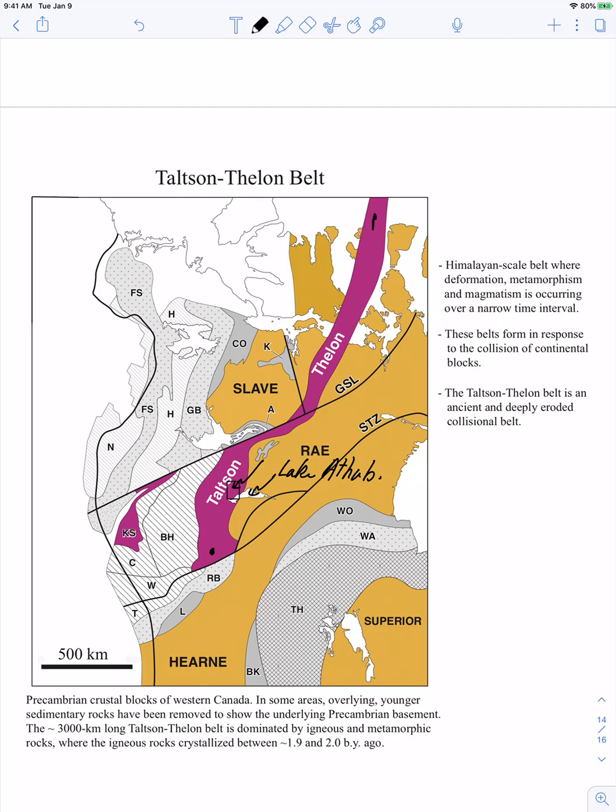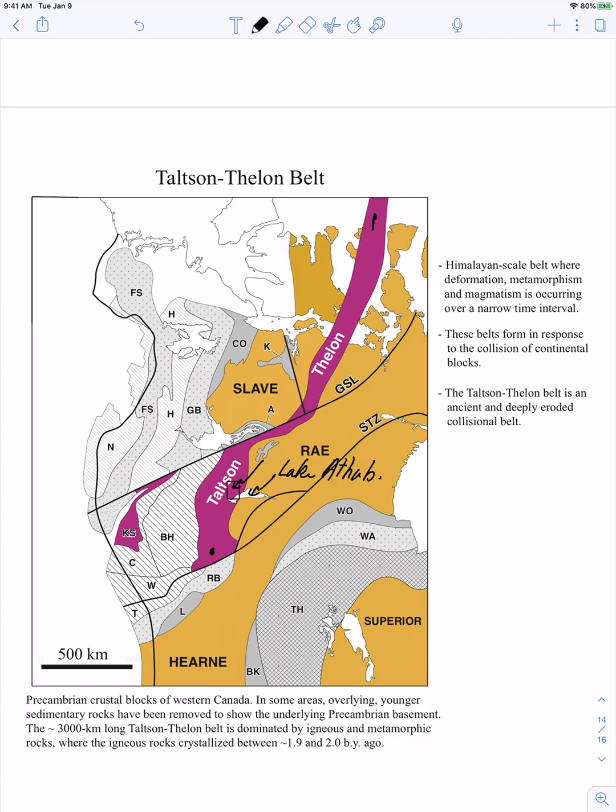the Arctic islands. Okay, and what characterizes the Taltson belt is that it's dominated by igneous rocks with some metamorphic rocks, and importantly, the age of magmatic activity and the age of metamorphism in the Taltson-Thelon belt is primarily between about 1.9 and 2.0 billion years ago.